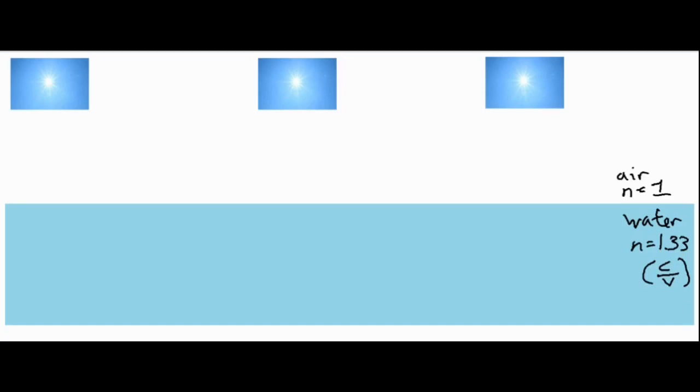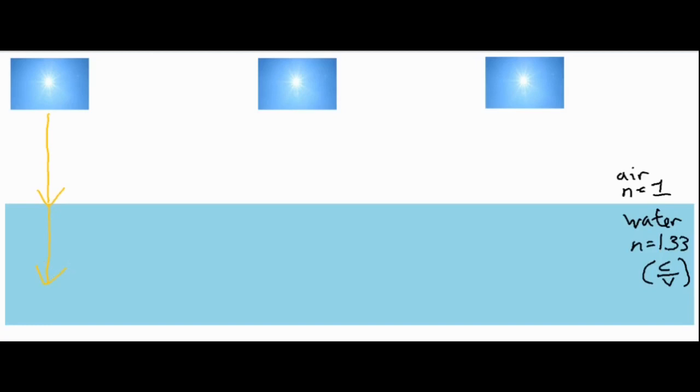So let's take a look at a bunch of different things that could potentially happen as the rays of light are striking the surface of the water. In our first case, if the sunlight shines directly into the body of water perpendicular to the surface, it just transmits straight through without being bent.